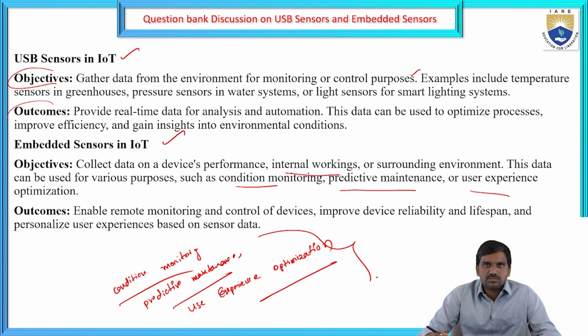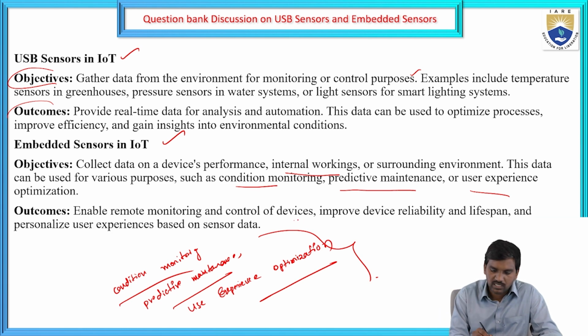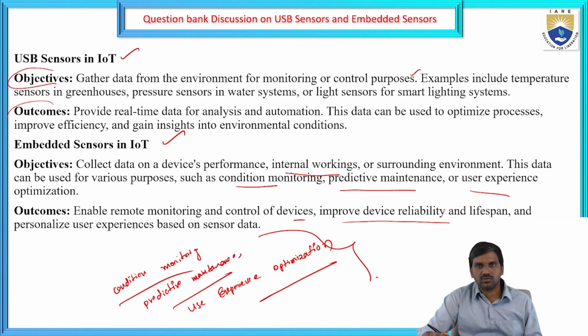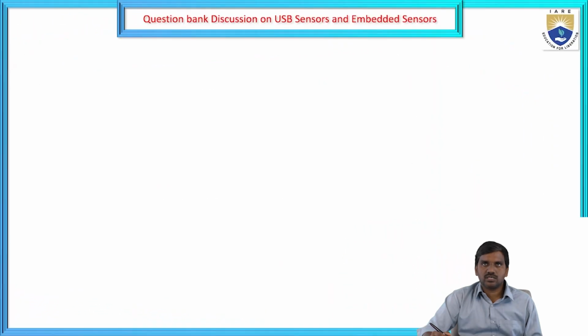And what are the outcomes? Here it can enable remote monitoring and control of devices, improve device reliability and lifespan, and provide personalized user experiences based on sensor data. So these are the objectives and outcomes of USB sensors and embedded sensors used in IoT.